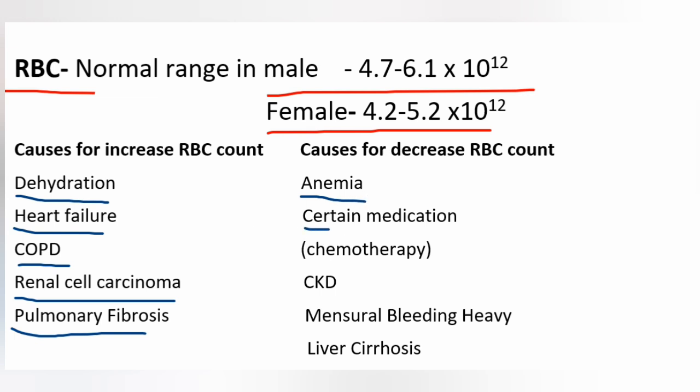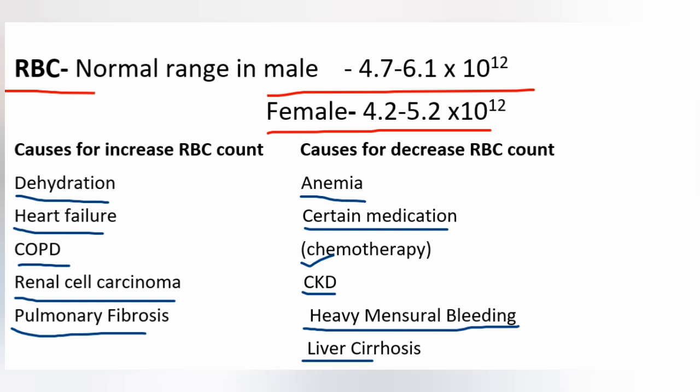Causes for decreased RBC count: anemia, certain medications, for example chemotherapy, chronic kidney diseases, heavy menstrual bleeding, and liver cirrhosis.